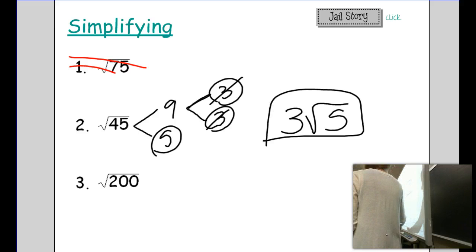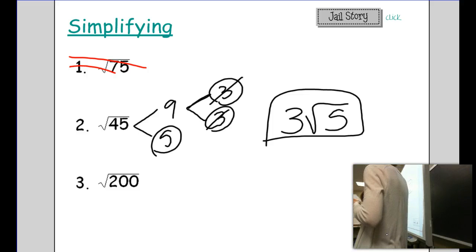Poor 5. Why are we talking about people escaping from jail instead? Okay, escaping from the radical, not jail, the radical. It's Numberland. It's different. Things are different in Numberland.